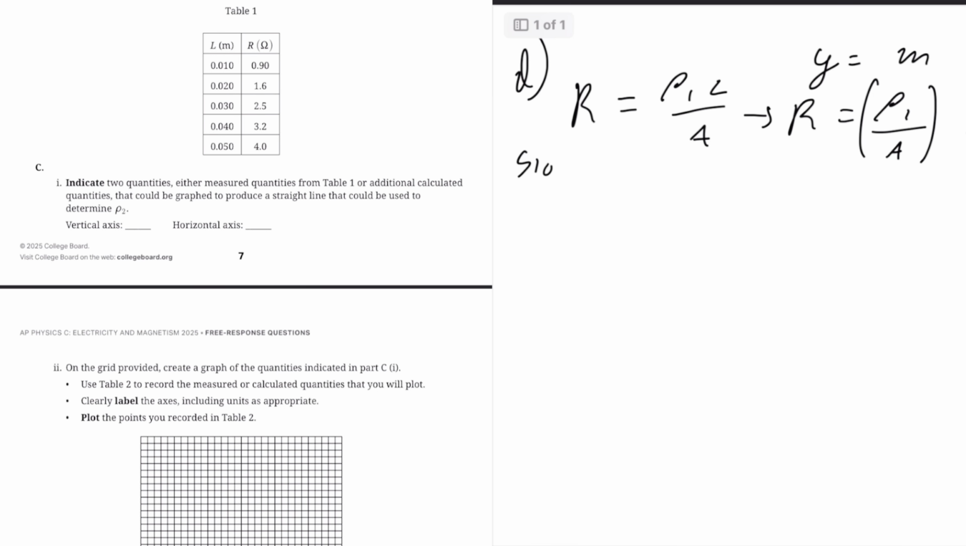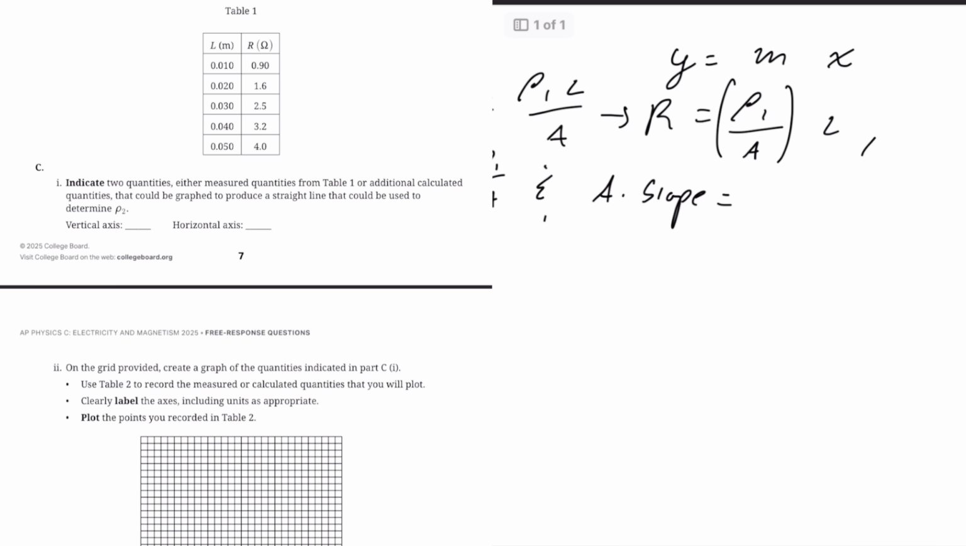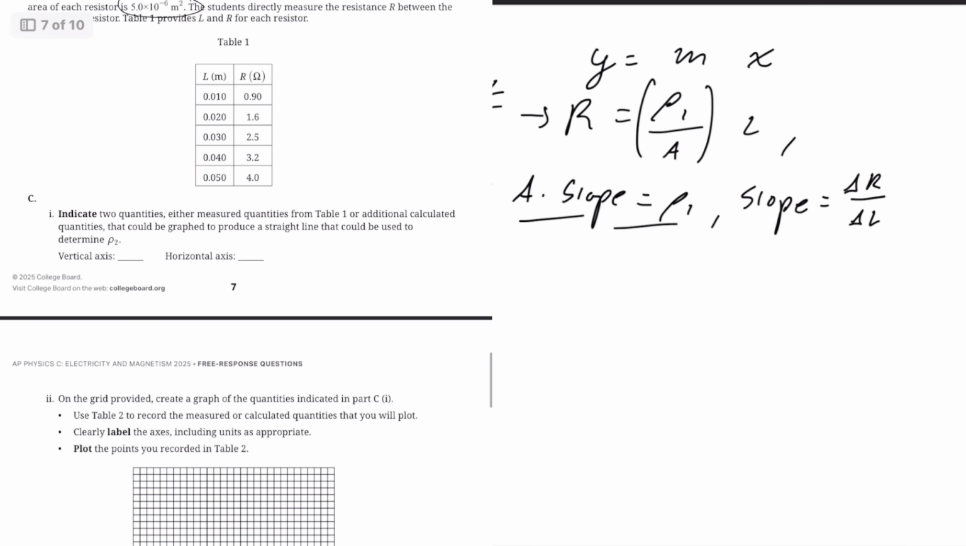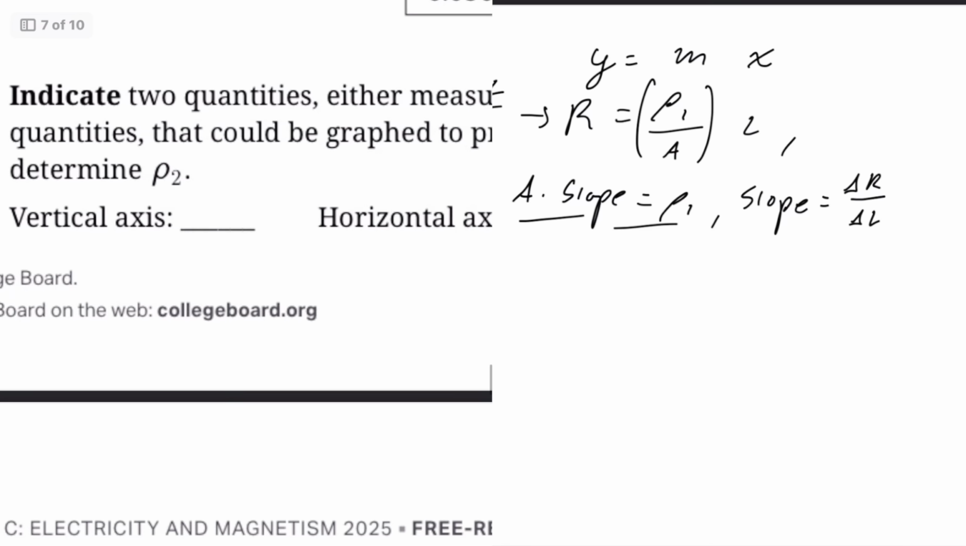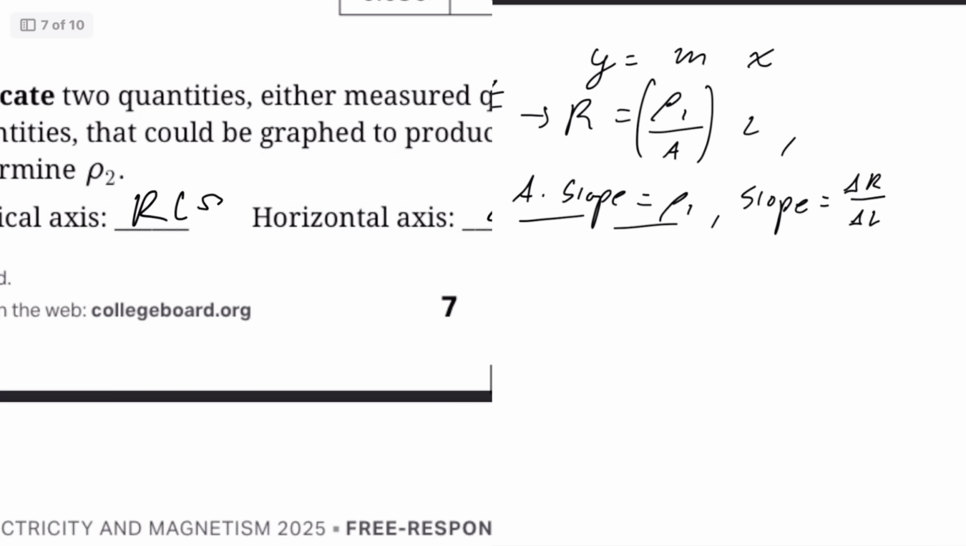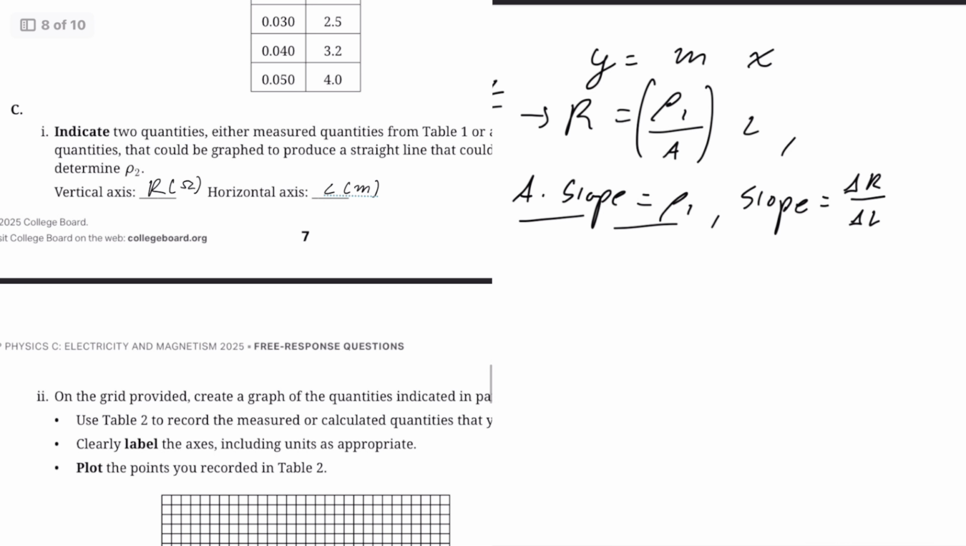You should be writing slope is equal to r1 a, and a times slope equals r1. And now you'll write something else, like slope is equal to the change in resistance over the change in length. Because this is y, this is m, this is x. So now that I've identified that, I know vertical axis goes R, horizontal axis goes L, whatever it is. And there we go. This is how you want to write them. You want to include the units.